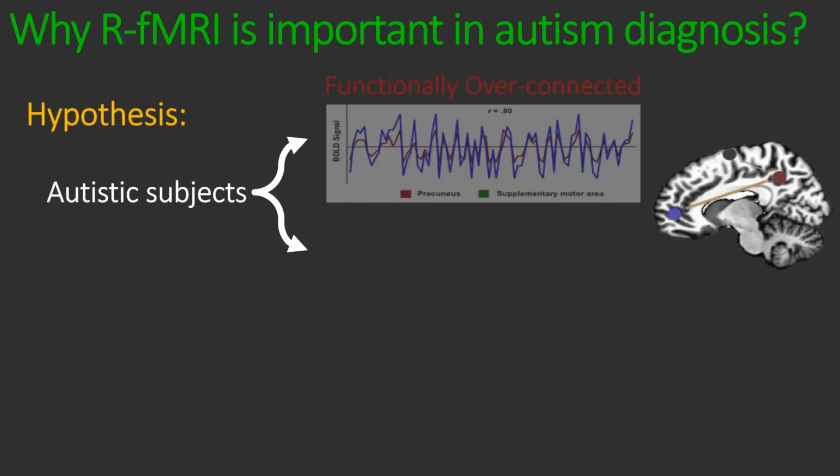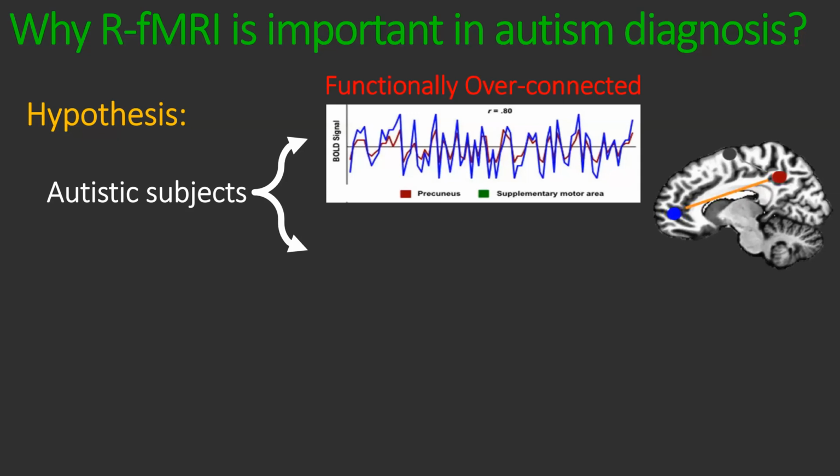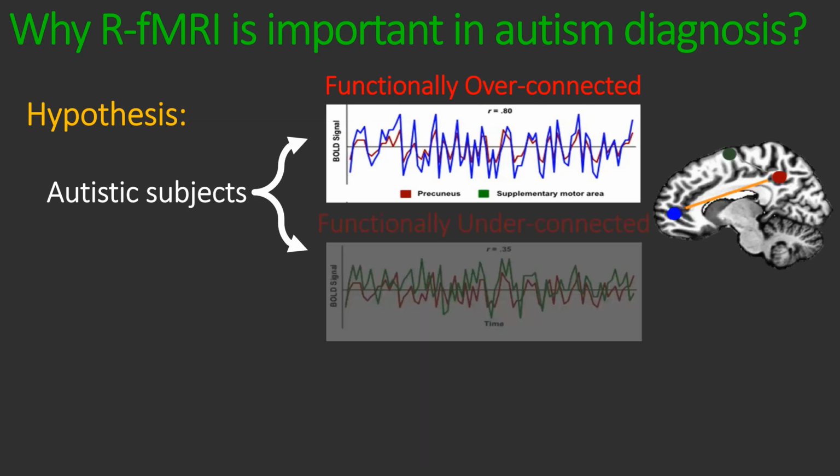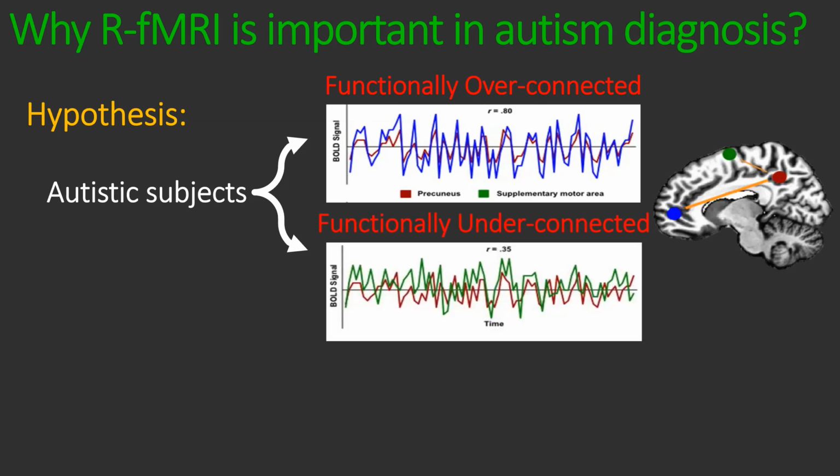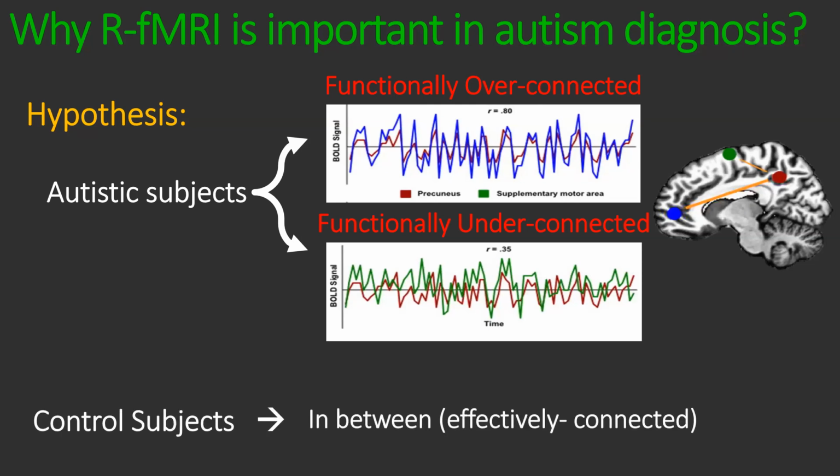When we did this, we found that autistic subjects within the hemisphere are over-connected, like a short circuit, if I talk in electrical engineering. Across the two hemispheres, it is under-connected. The control we call perfectly connected.